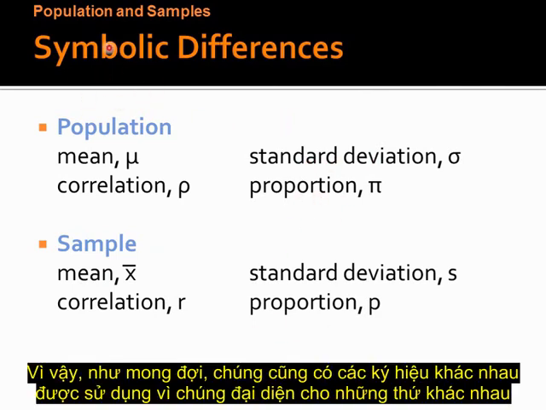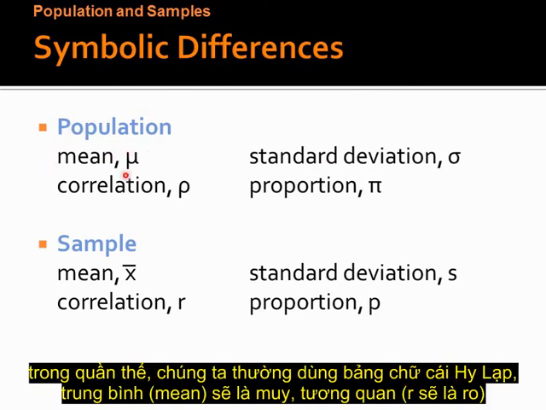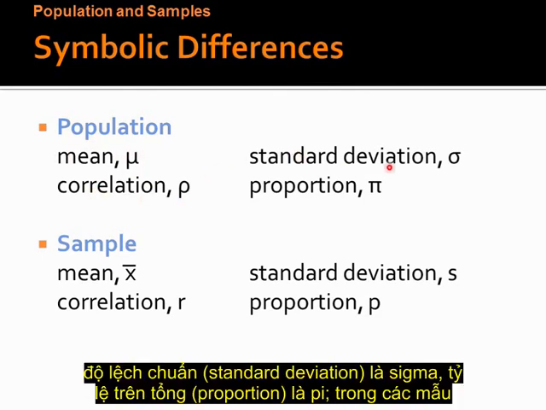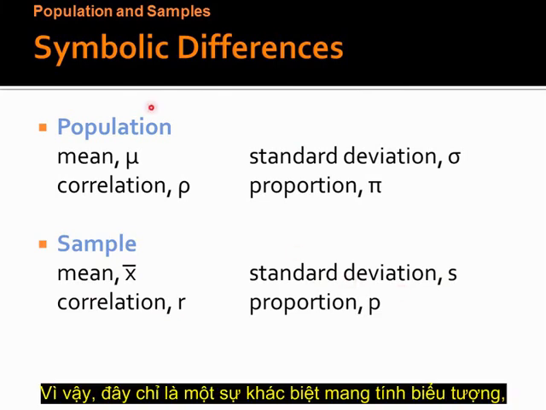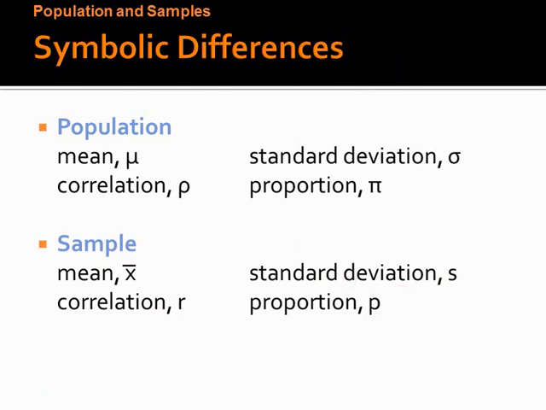As expected, there are also different symbols used to represent different things. In population, we usually use the Greek alphabets. So in other words, mean here is mu, correlation here is rho, standard deviation is sigma, proportion is pi. For samples, on the other hand, mean is x bar, correlation is r, standard deviation is s, proportion is p. Right? So these are just the symbolic differences.